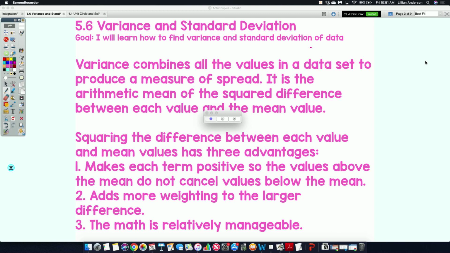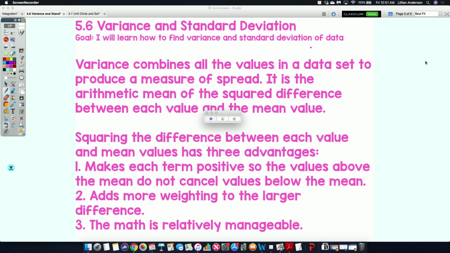So when we go through and actually do variance by hand, you'll see that we're going to end up subtracting values, squaring them, and then finding the mean of them. Now, squaring the difference between each value and the mean value has three advantages. First off, when you square a number, it makes each term positive, so the values above the mean do not cancel out with any values below the mean when we go to add them together. So that's one advantage.